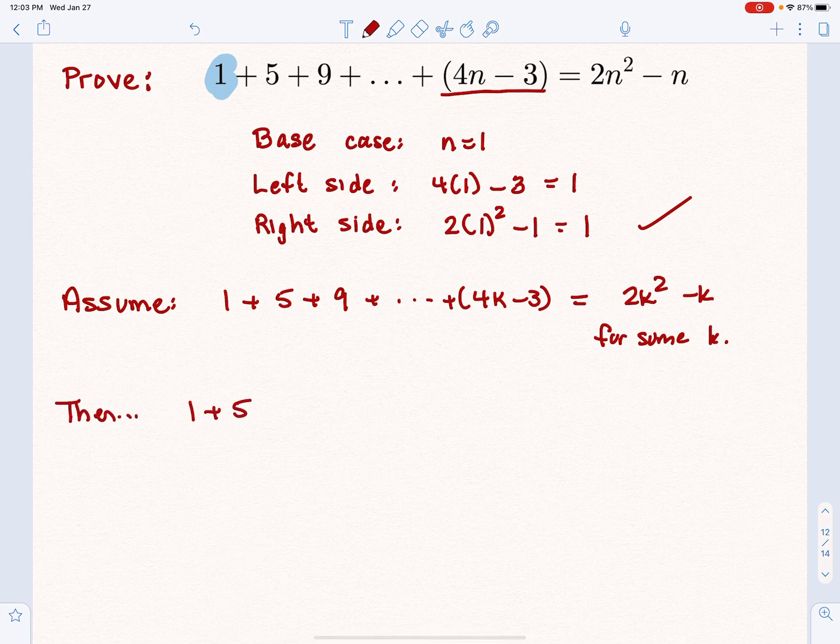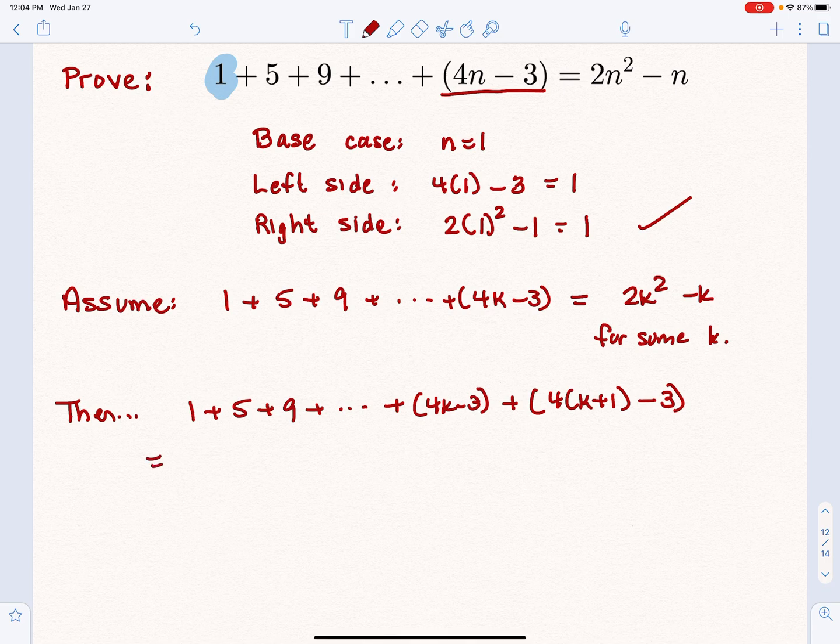Okay, so then the same thing. Any integer of the form 4k minus 3, then the next one, which comes from the k plus first term, will be equal to what? Well, what is it that we want? We want 2 times k plus 1 squared minus k plus 1. Okay, that might be a little tricky, so we'll just have to see how this plays out.